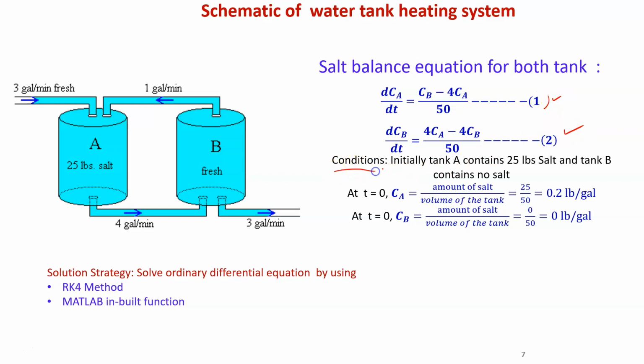Now the initial condition: tank A contains 25 pounds of salt and tank B contains no salt. At t equals 0, what will be the concentration? The amount of salt by volume of the tank is 25 by 50, which is 0.5. For tank B at t equals 0, Cv is the amount of salt by volume of the tank, 0 by 50, so that is 0 pounds per gallon. So the initial conditions are, at t equals 0, Ca equals 0.5 and Cv equals 0. Now what will be the solution strategy?